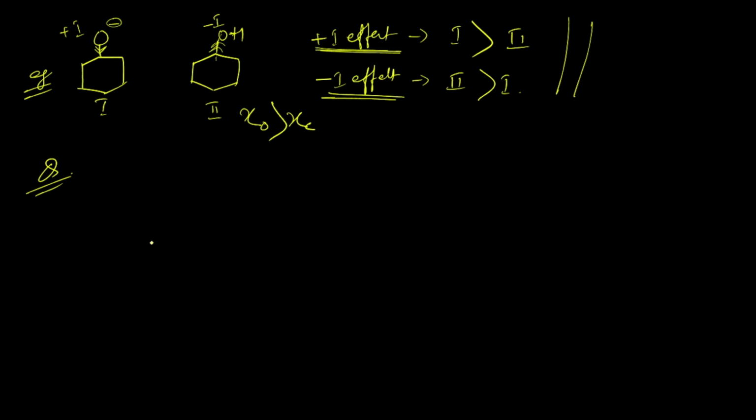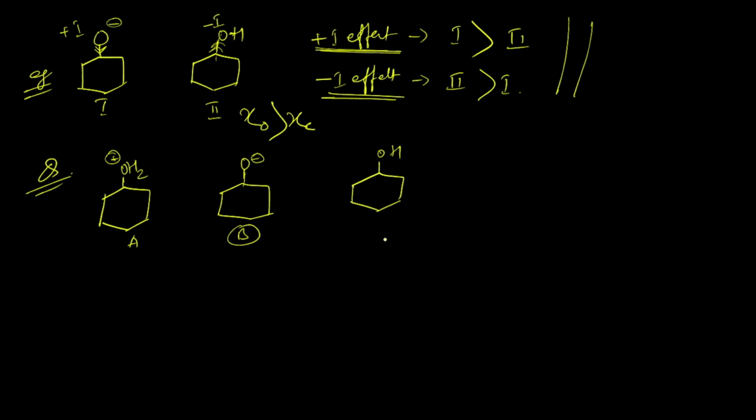Try to solve those questions, and you will be a master in this I effect, right? So suppose I'm giving you three examples. One will be OH2 plus, this is A. Then I am giving you O minus, then I am giving you OH. This is A, this is B, this is C. Just write the plus I effect trend.